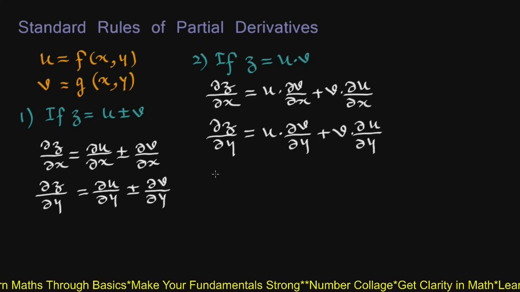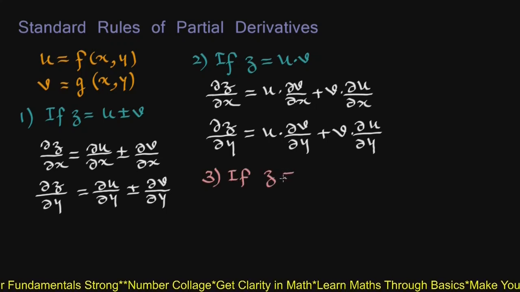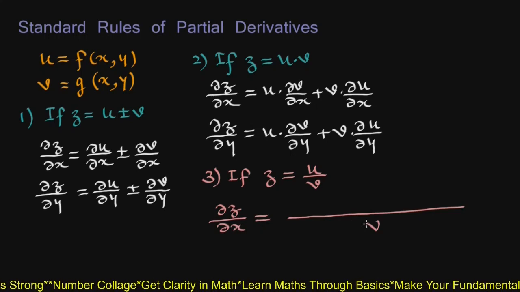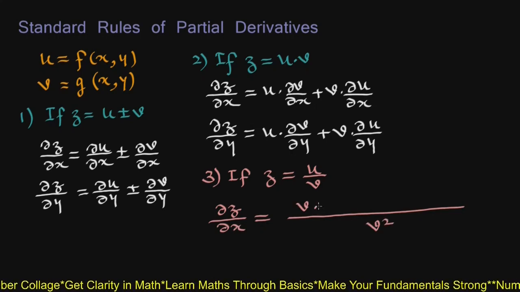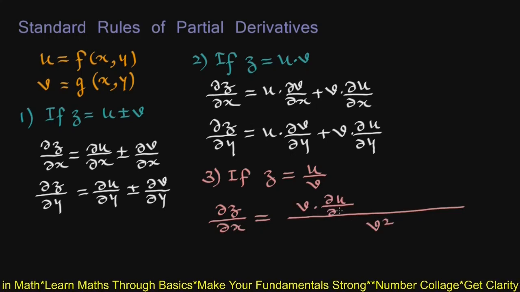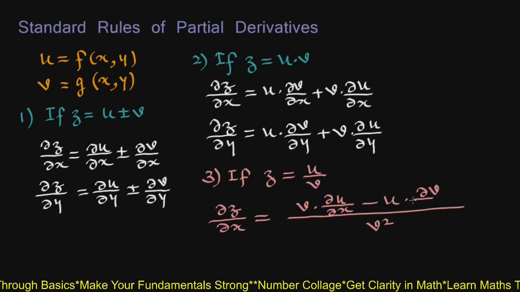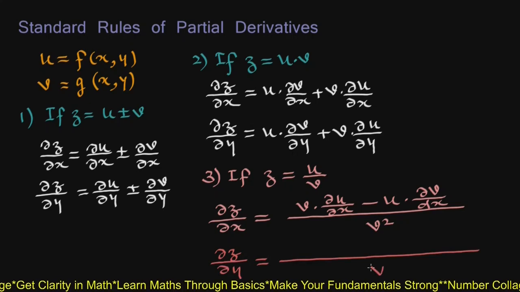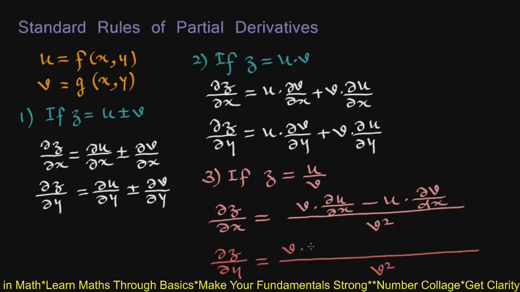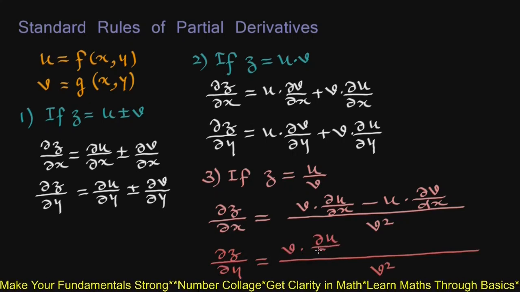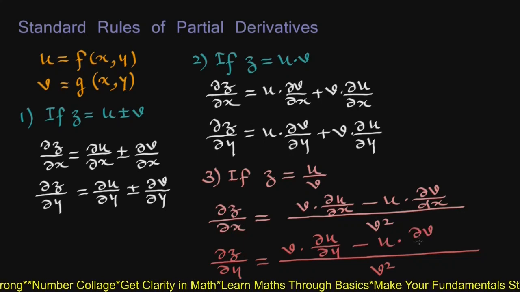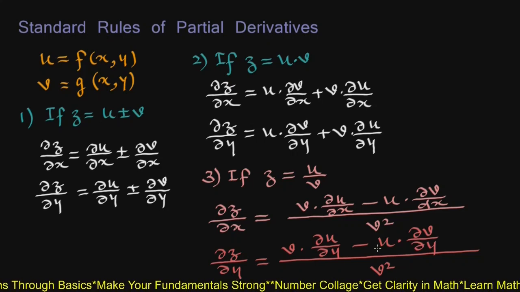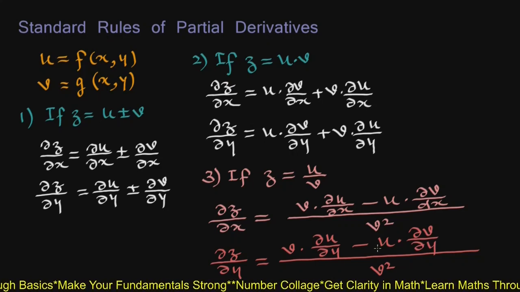And finally, third, if z is u upon v, then ∂z/∂x will be upon v², in the numerator v into ∂u/∂x minus u into ∂v/∂x, and ∂z/∂y will be upon v², in the numerator v into ∂u/∂y minus u into ∂v/∂y. Now we will see how to find partial derivatives using these standard rules.